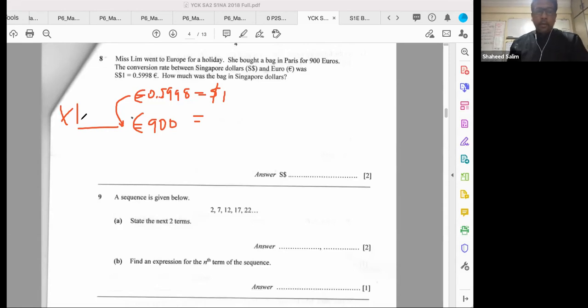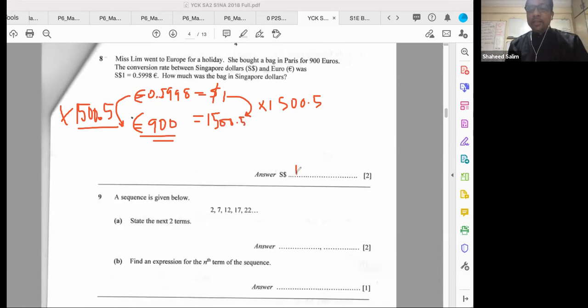So down here, you have to times by 1500.5. Shafika, there is a 0.5 down here. So if you times down here to get 900 euros, you must also times by 1500.5 to get how much? $1,500.50. Okay, you must do the 50 cents. If they didn't tell you round off to how much, it's best to put it like that. Sophia, you know how to do, Sophia?